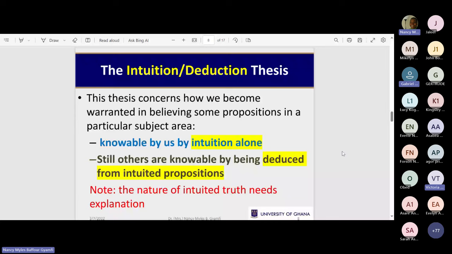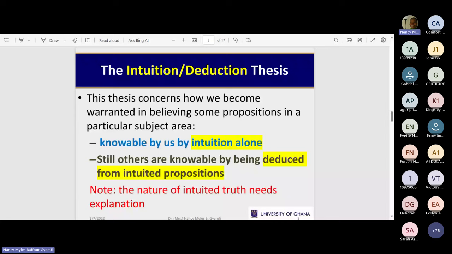Yes, please. Vicky, go ahead. The intuition or deduction thesis. This thesis concerns how we become warranted in believing some propositions in a particular subject: knowable by us by intuition alone, while others are knowable by being deduced from intuited propositions. Note, the nature of intuited truth needs explanation. It does. Well done. Thank you, Vicky.